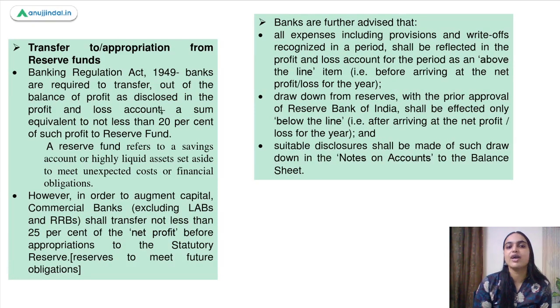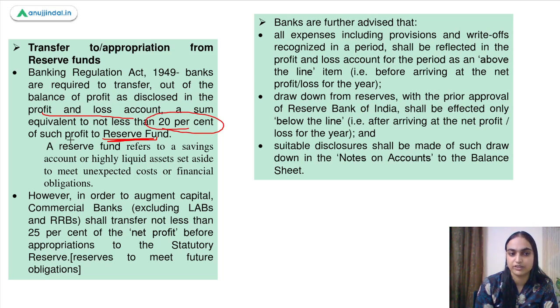So, Banking Regulation Act says that banks need to transfer some balance of profit as disclosed in profit and loss account to the reserve fund, and the amount should not be less than 20% of such profit.